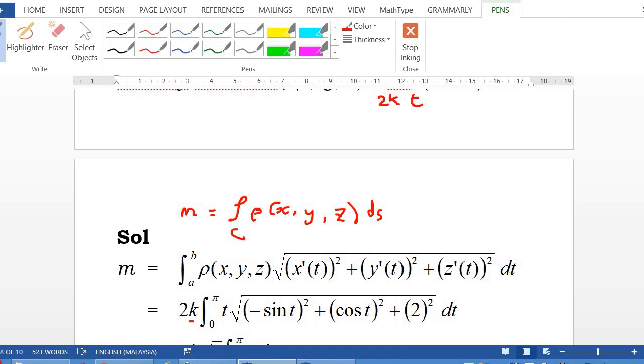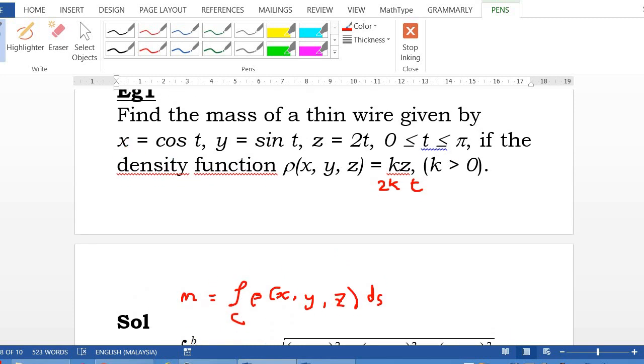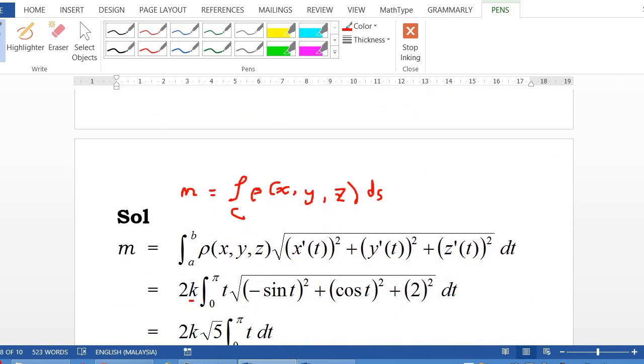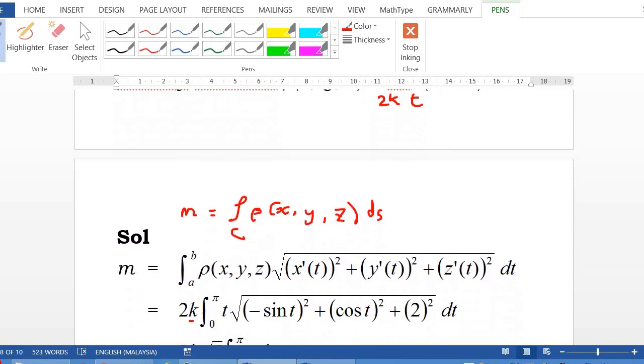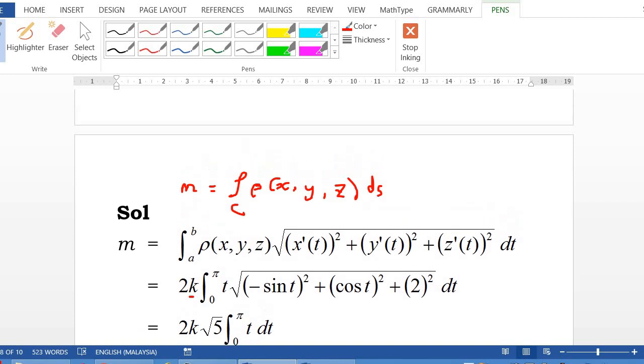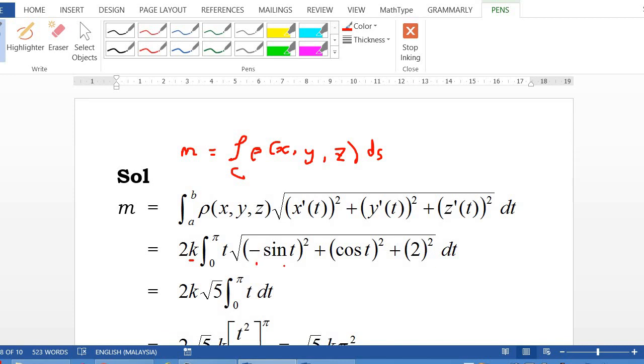Square root of (dx/dt) squared. x is cos t, so dx/dt is negative sin t, squared. dy/dt is cos t, so cos t squared. dz/dt is 2, so plus 2 squared. And then sin squared t plus cos squared t is 1. So here 1 plus 4, you have square root of 5. This evaluates dx/dt squared plus dy/dt squared plus dz/dt squared, and the total is square root of 5.